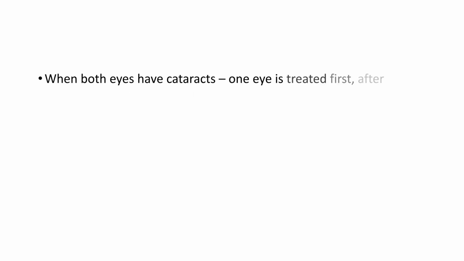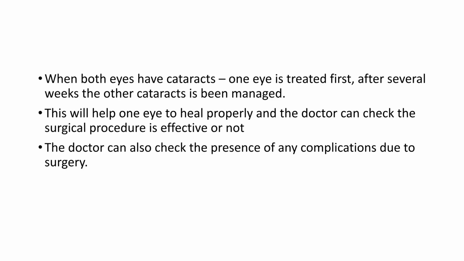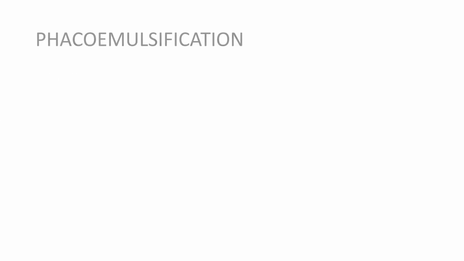When both eyes have cataracts, one eye is treated first, with the second eye managed several weeks later. This allows the first eye to heal properly and provides time to check the surgical procedure's effectiveness and monitor for any complications. Phacoemulsification is the most widely used cataract surgery.